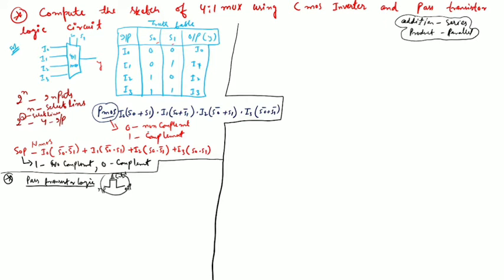So firstly we will draw the CMOS inverter circuit, then we will draw the pass transistor logic circuit. So let's move to the CMOS. Firstly, what is a CMOS? Basically CMOS looks like this.